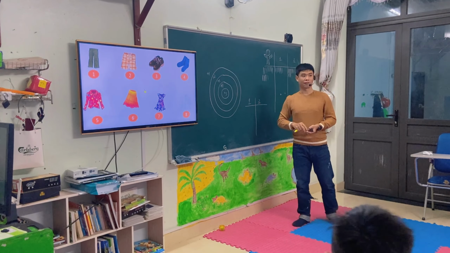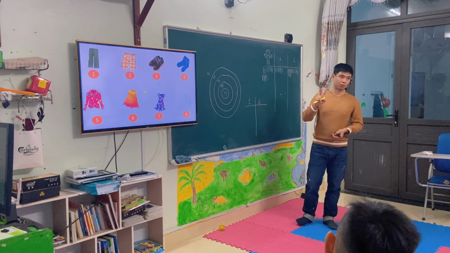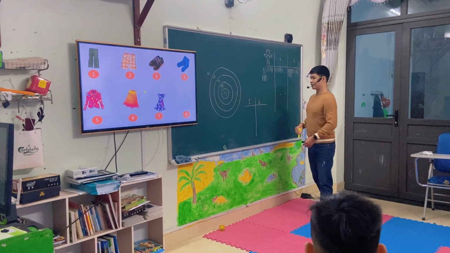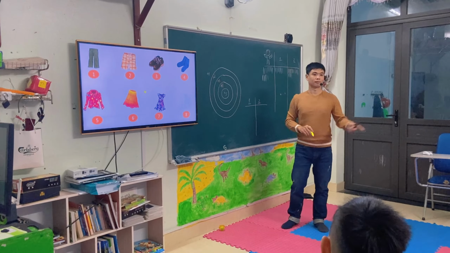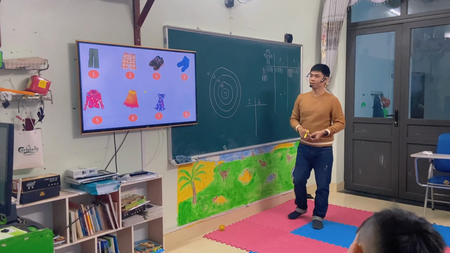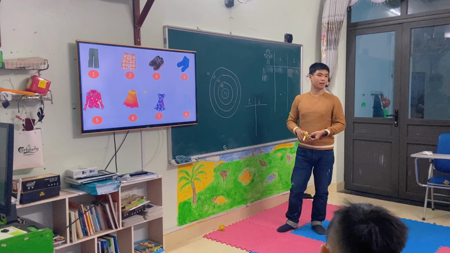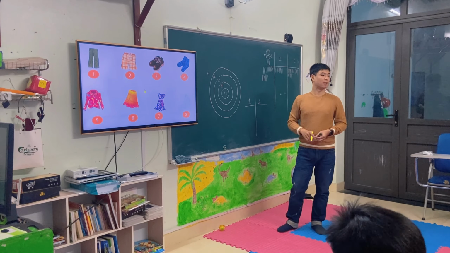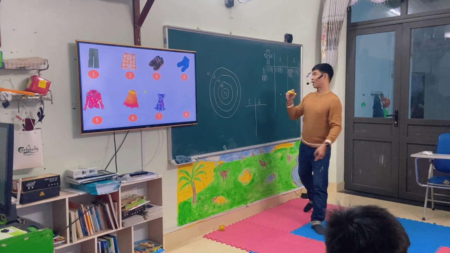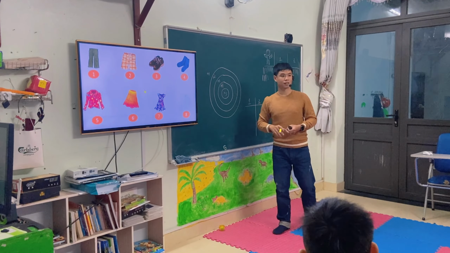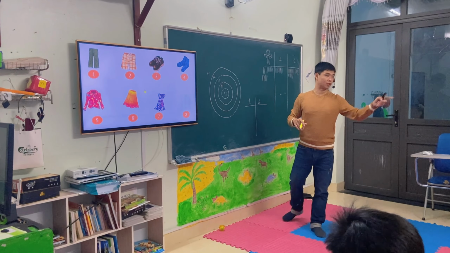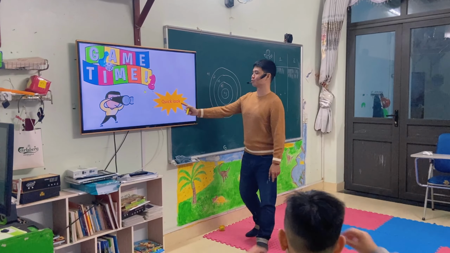Nice. Here we go. If you cannot give the correct answer, I will get 2 points. Okay, here we go. Eight. Shirt. Good. One. Six. Good, skirt. Next. Seven. Good, dress. Now we come to the next game.